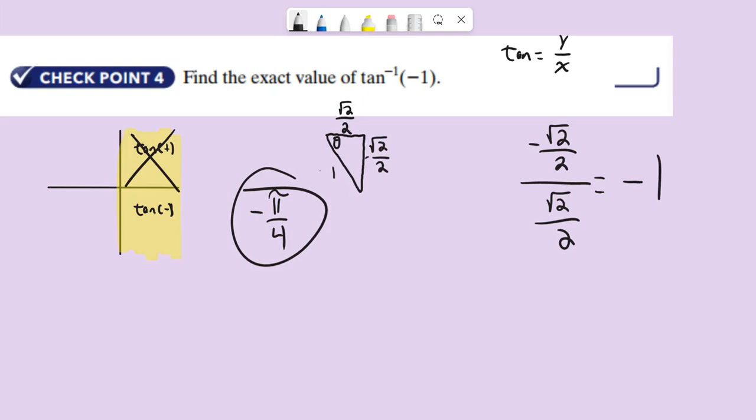Now remember, the domain is restricted from negative pi over 2 to pi over 2, right? So if you're trying to go clockwise, you're trying to go positive, that's going to be outside that range. So we have to get the angle right here. It's going to be a negative angle, and that right here is negative pi over 4 radians. So negative pi over 4 radians is the correct answer for this checkpoint.